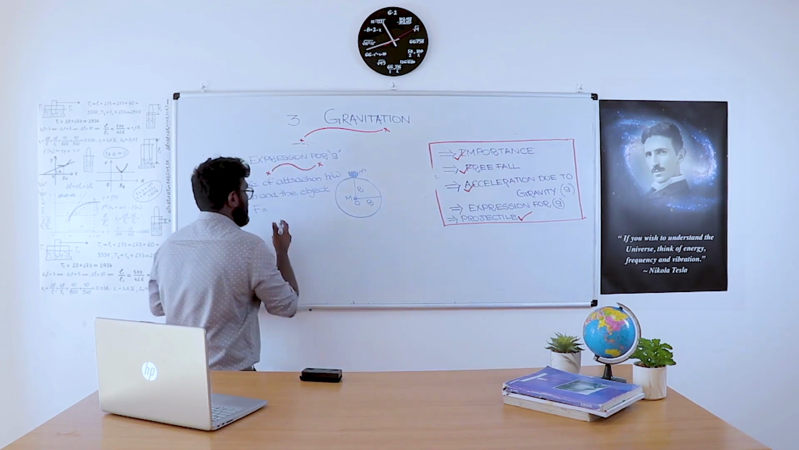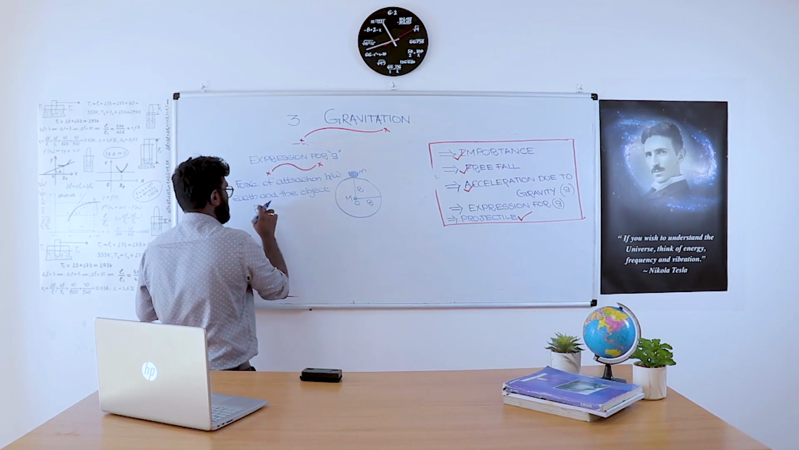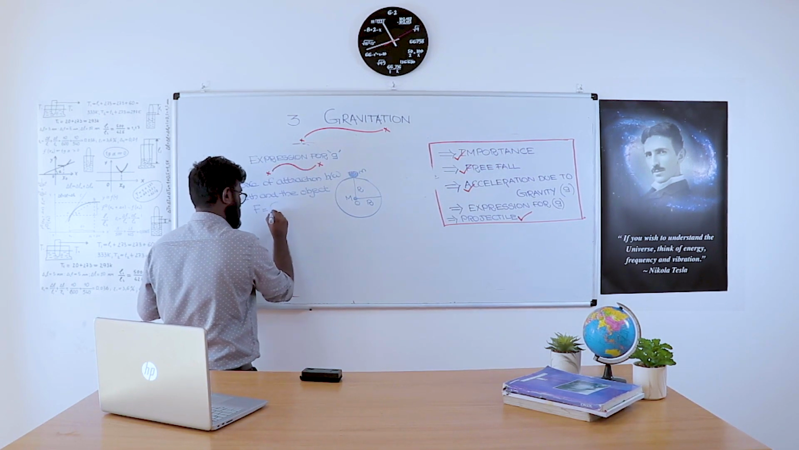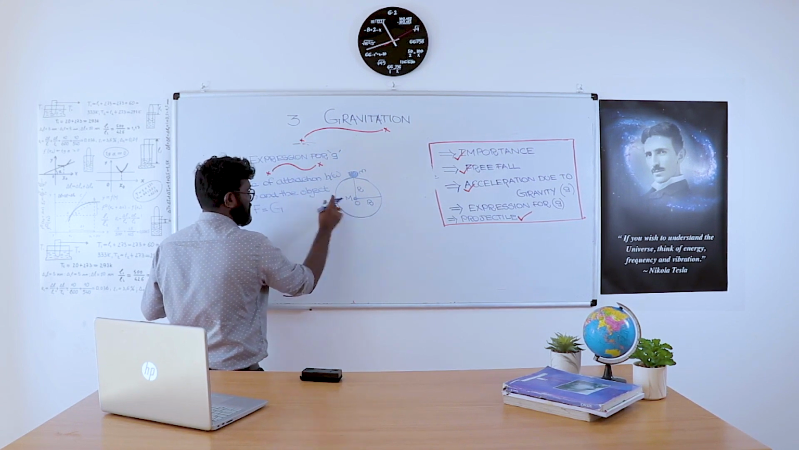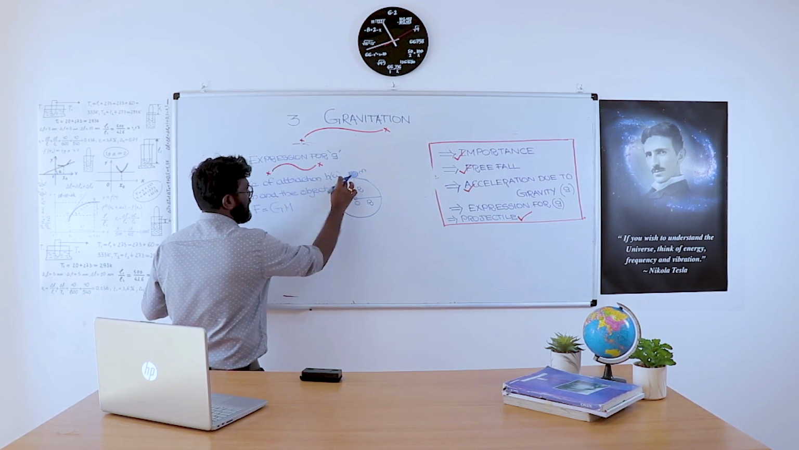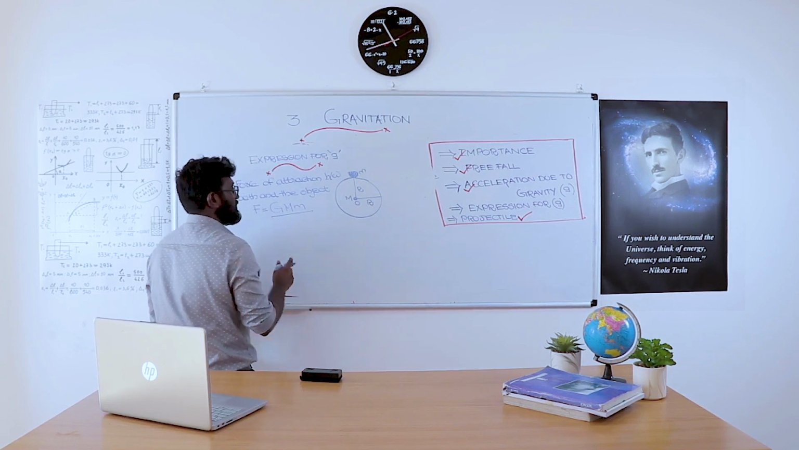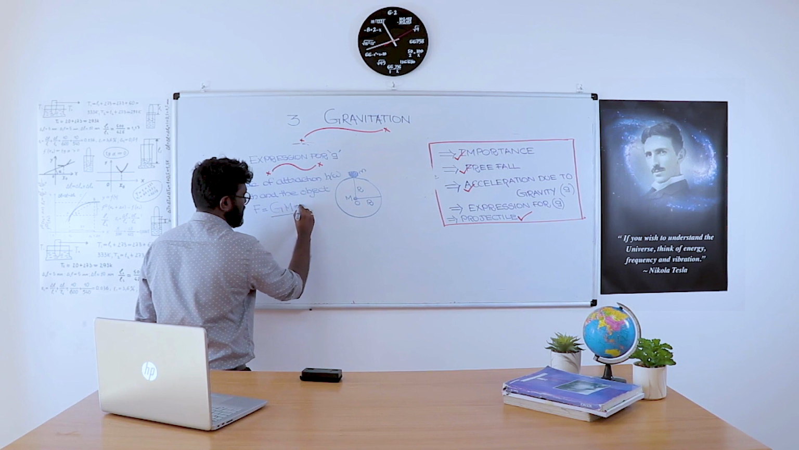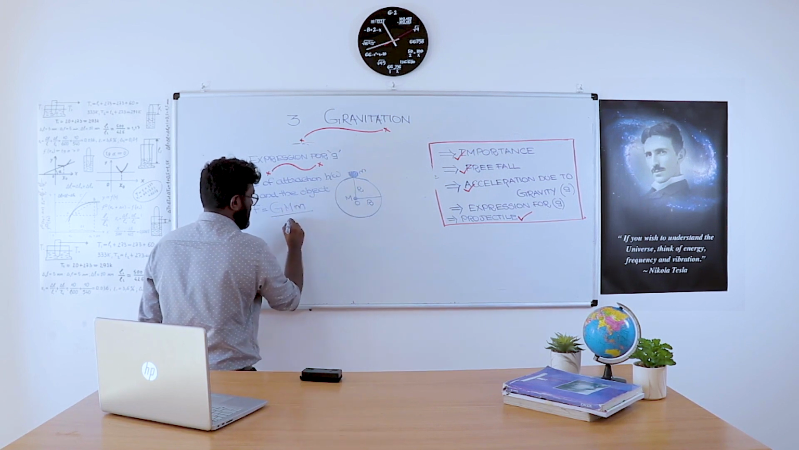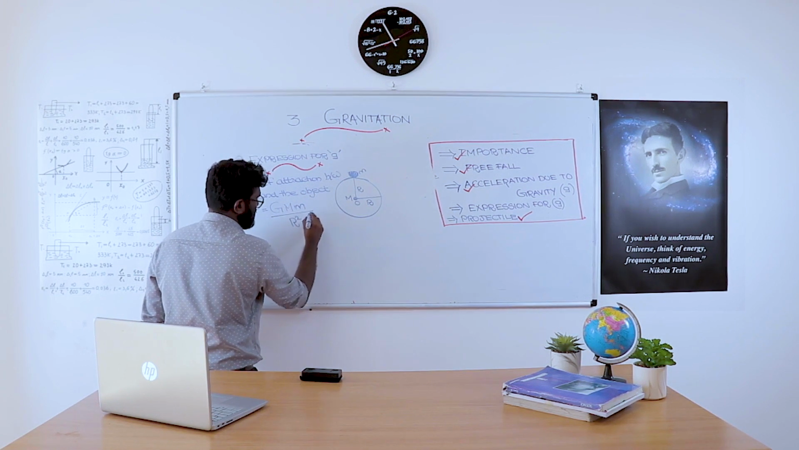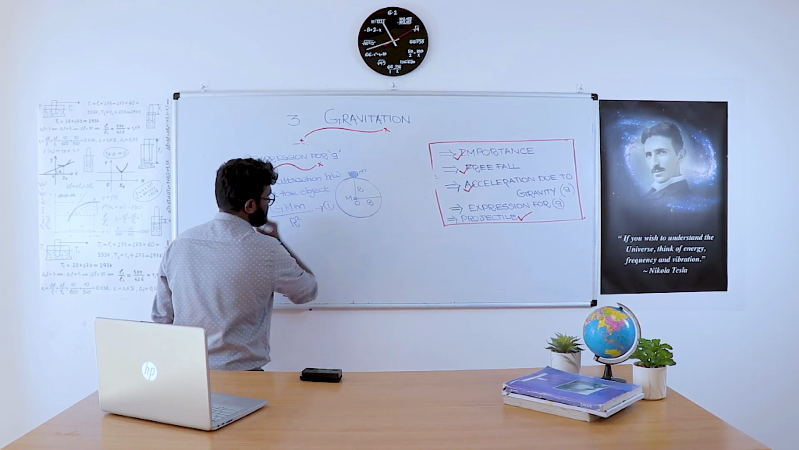Here, what is the force of attraction between the earth and the object? That is G. What is the mass of the earth? Capital letter M. What is the mass of the object? Small letter m. By what is the distance between earth and the object? That is capital letter R square. This is taken as equation number 1.